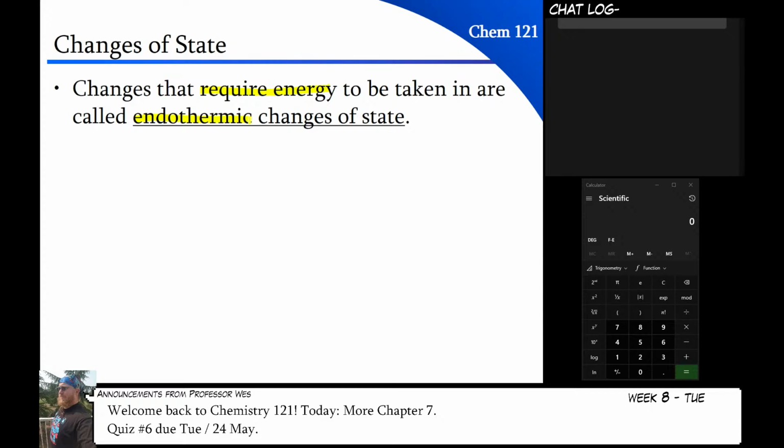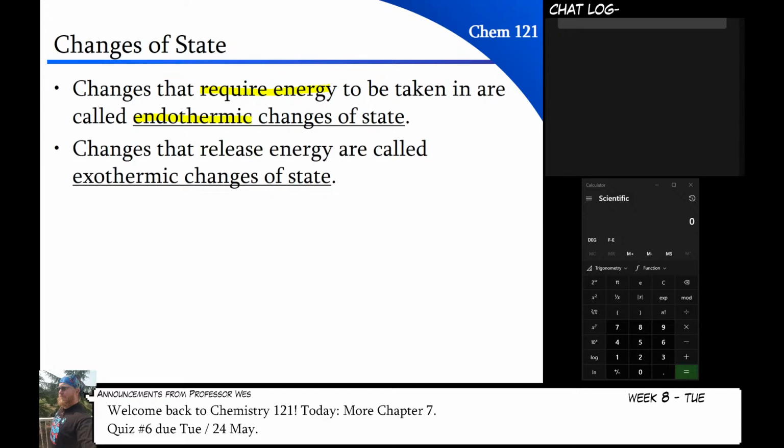Now, what about if you remove energy? If energy is removed or leaves the system, we call that exothermic. Now, you may have heard these prefixes before, endo and exo. Endo means in, and exo means out. For example, you have an endoskeleton. Your skeleton is inside your body. Some creatures, like maybe a turtle, for example, have an exoskeleton. So endo and exo just mean in and out. Where does the energy go?